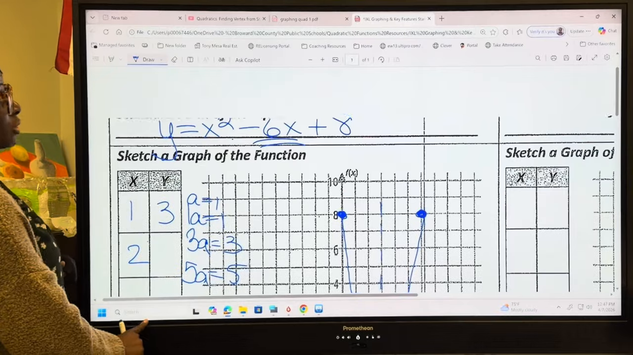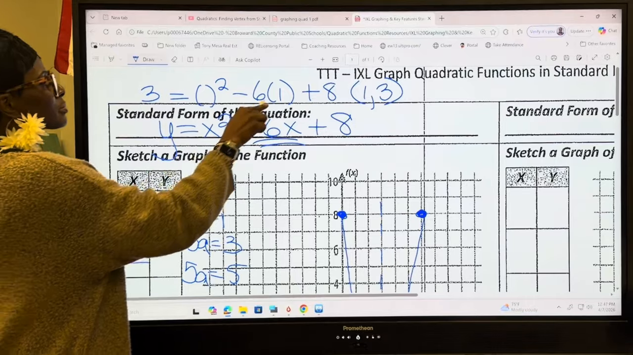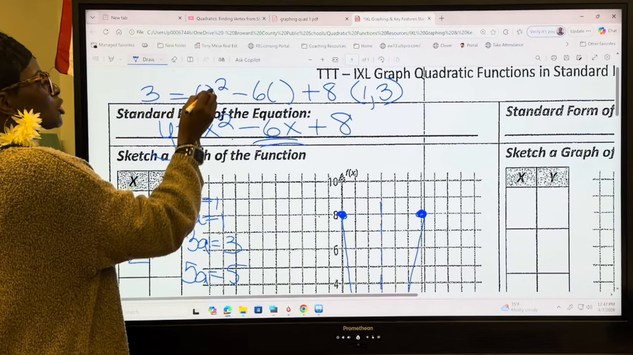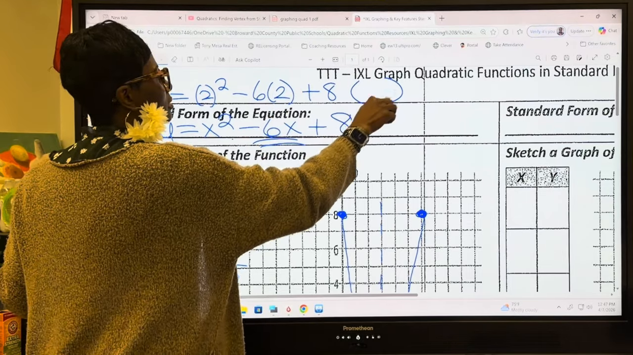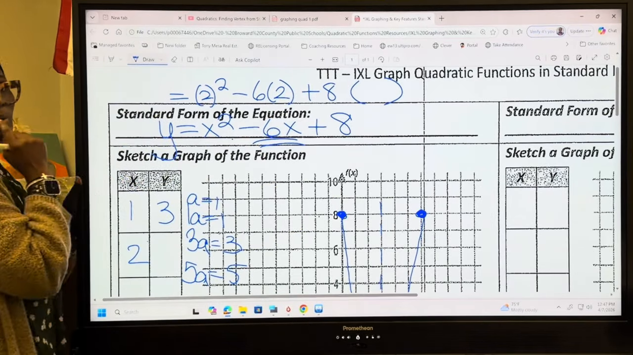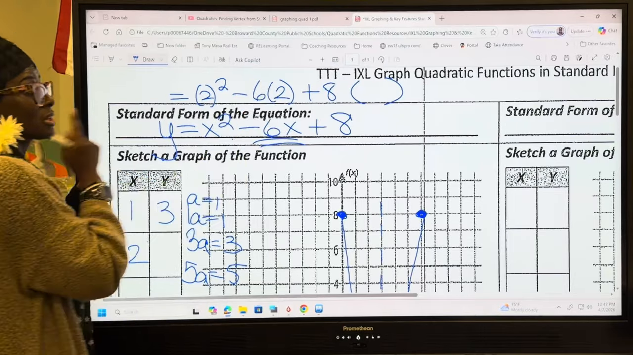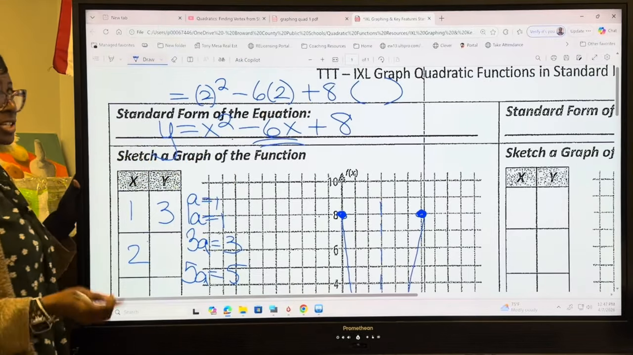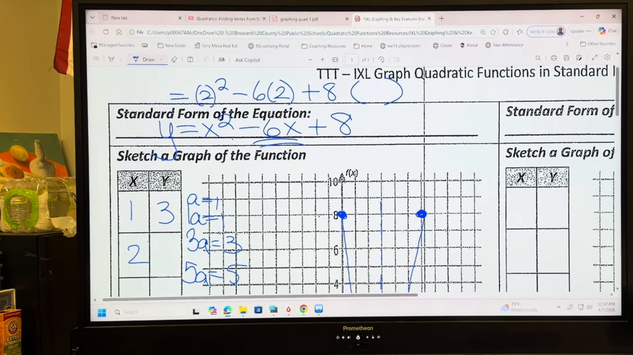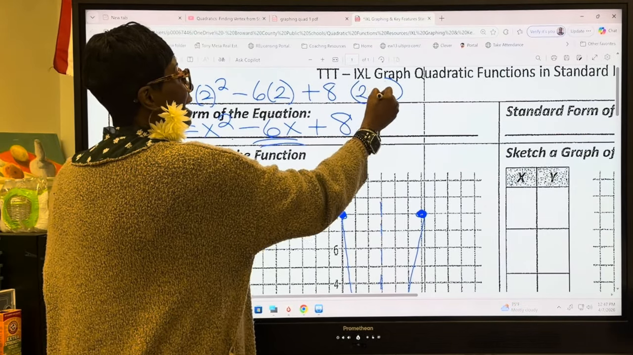Let me just prove it to you. If I plug in a 2, instead of these 1s, plug in a 2 here, and a 2 here. 2 squared, what's that? 4. 2 times 6, negative 12. So I got 4, take away 12 plus 8. Calculators. 4 minus 12 plus 8. What do we get? 0. So we plugged in a 2 and got out a 0.